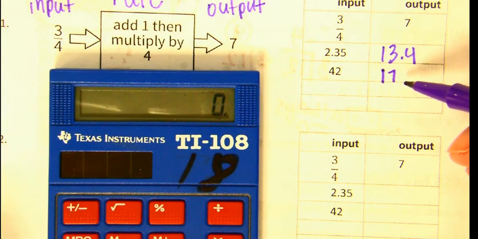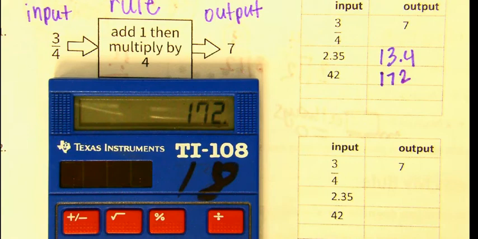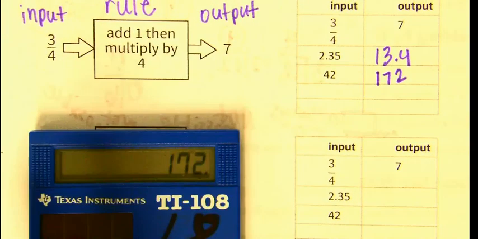Oops. 172. No, what did I put in wrong? I didn't clear it out, did I? Oh, it is 172. Okay. I'm losing my mind. Okay.